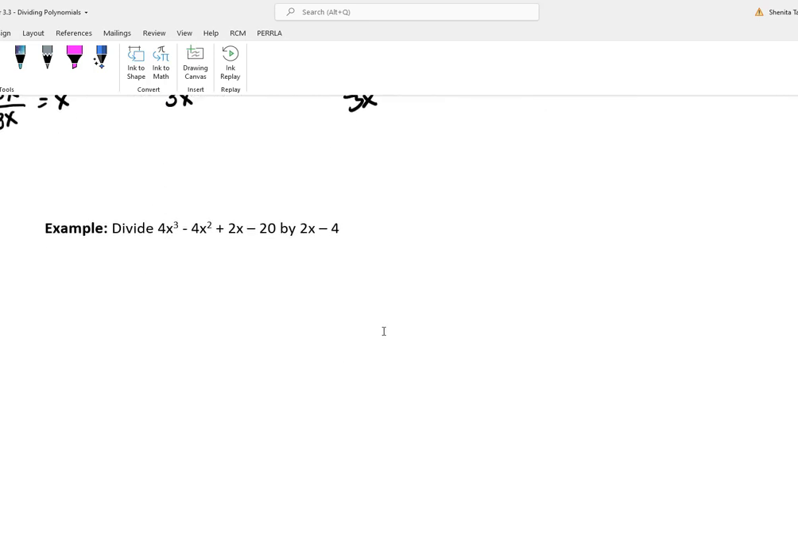Alright, let's do another one. We have 4x cubed minus 4x squared plus 2x minus 20. We want to divide it by 2x minus 4. My exponents are already in descending order, so I don't have to rearrange anything, and I don't have any missing values.